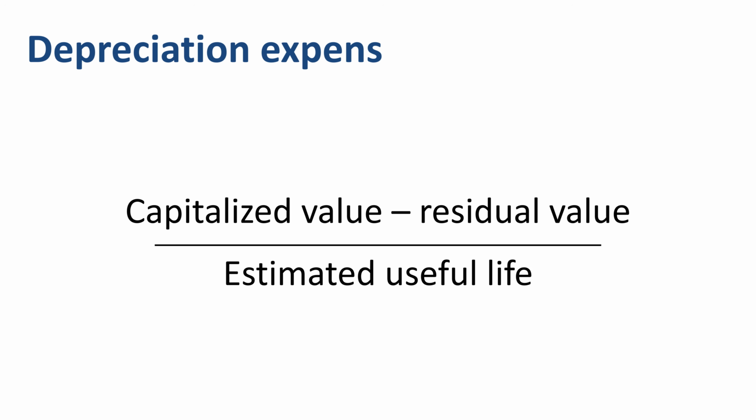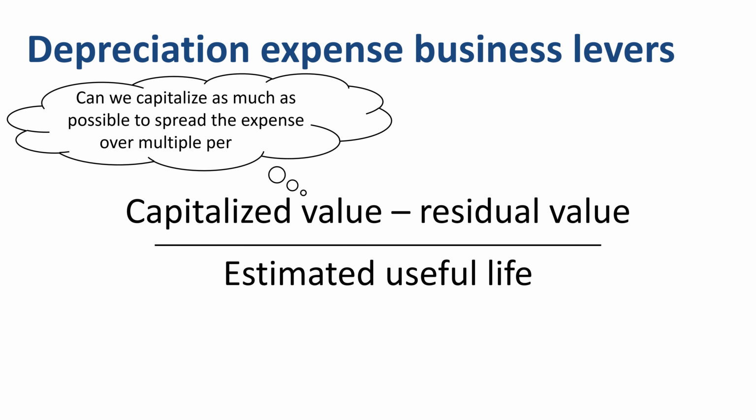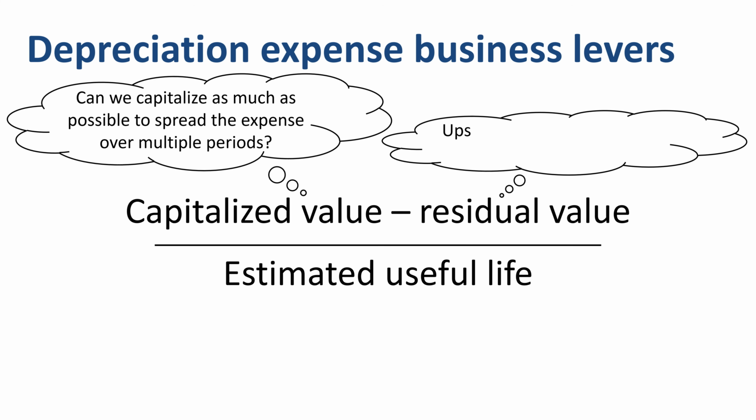What kind of discussions happen in real corporate life on the topic of depreciation? First of all, capitalized value. The incentive from the profit maximization perspective is to capitalize as much as possible to spread the expense over multiple periods. Finance needs to be the voice of reason and objectivity in this evaluation and stick strictly to the accounting guidelines on capitalization. For residual value, there is upside or downside possible when market prices fluctuate.